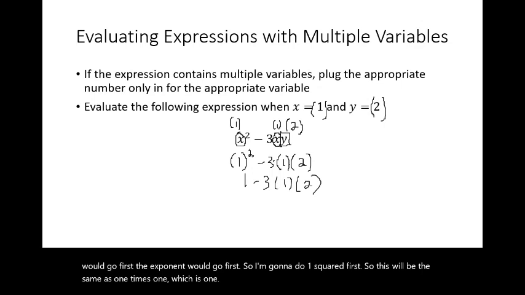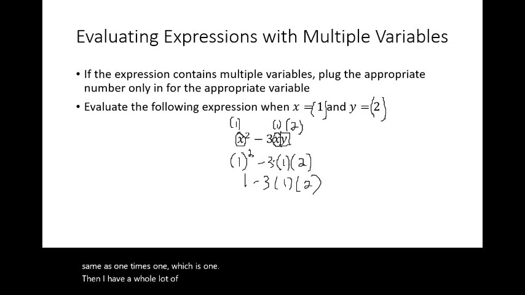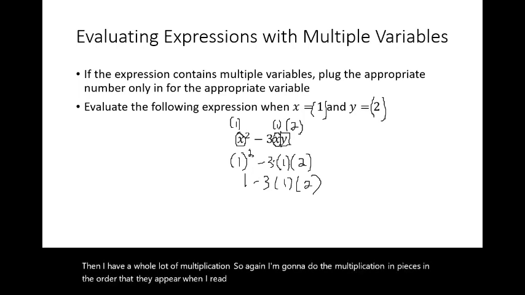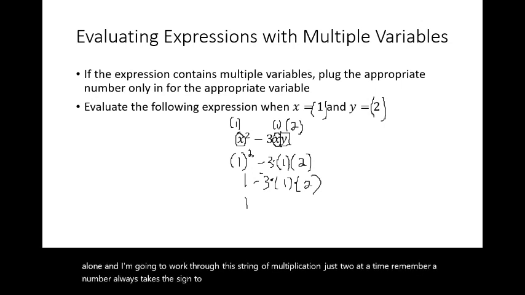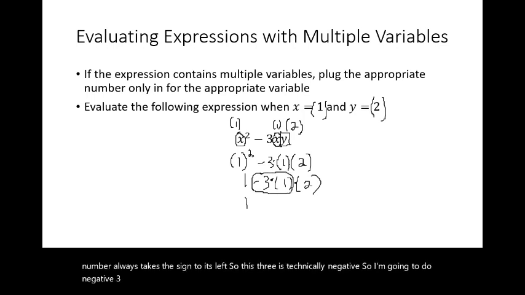Then I have a whole lot of multiplication. So again, I'm going to do the multiplication in pieces in the order that they appear when I read this from left to right. So I'm just going to leave this 1 alone, and I'm going to work through this string of multiplication just 2 at a time. Remember, a number always takes the sign to its left. So this 3 is technically negative. So I'm going to do -3 times 1 first. So -3 times +1 is -3.